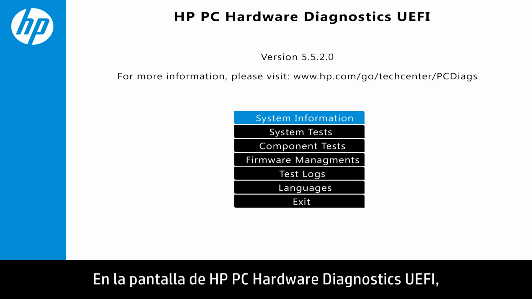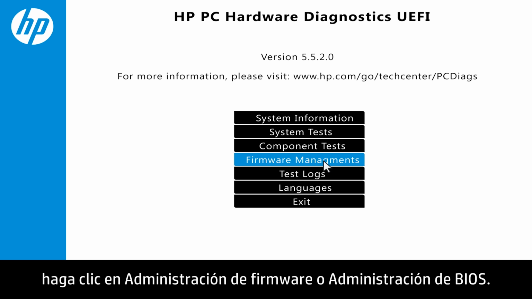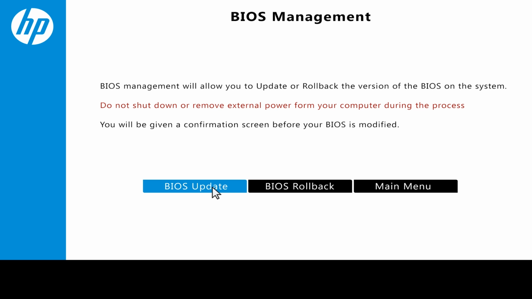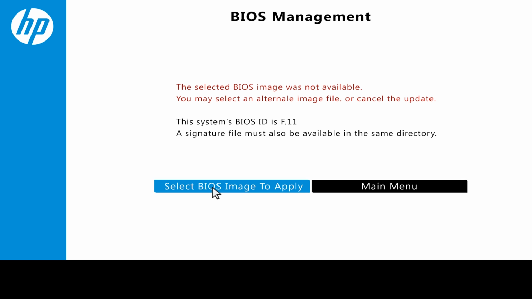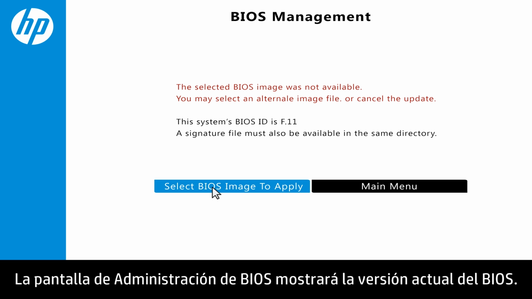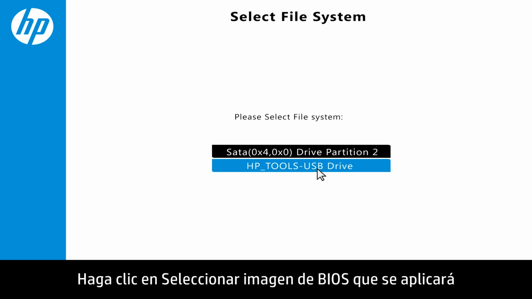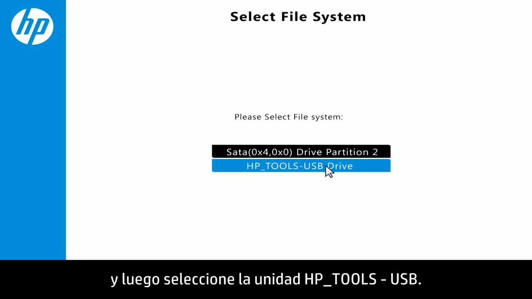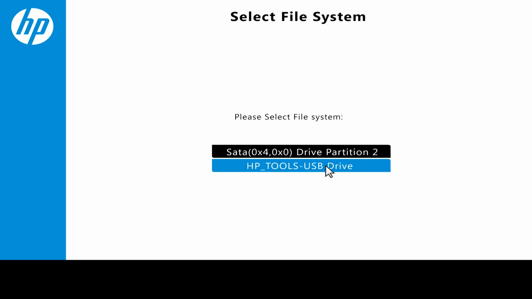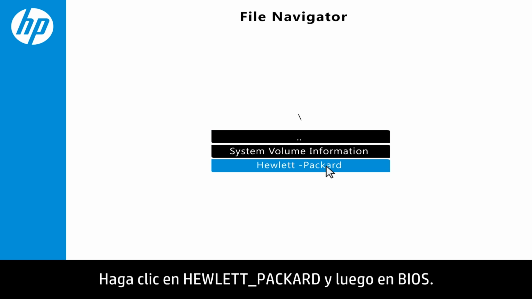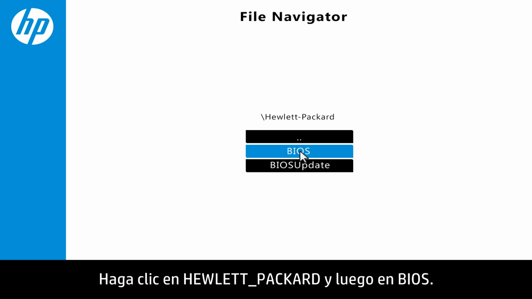On the HP PC Hardware Diagnostics UEFI screen, click Firmware Management or BIOS Management. Click BIOS Update. The BIOS Management screen shows the current BIOS version. Click Select BIOS Image to apply, and then select HP Tools USB Drive. Click Hewlett-Packard, then click BIOS.